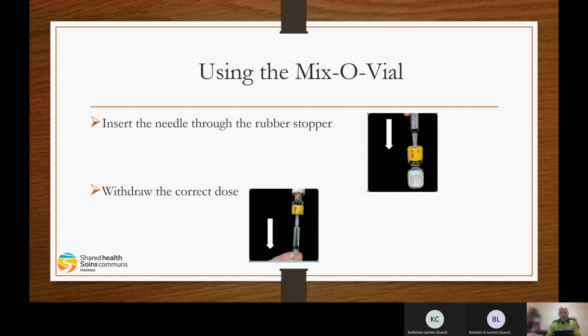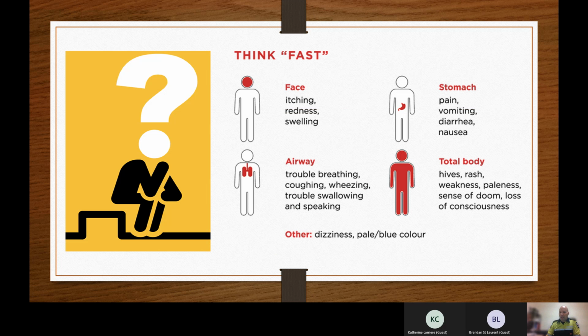Next thing you do is, just like any other vial, we just insert our syringe in. We put our needle through the rubber stopper and we withdraw the correct dose as per our guidelines. As I said before, we want to make sure we're giving our medication over 2 minutes. It's a slow push, and that's it.